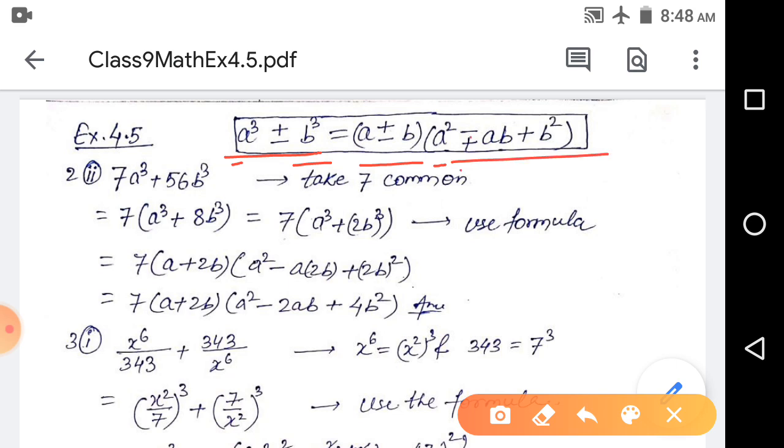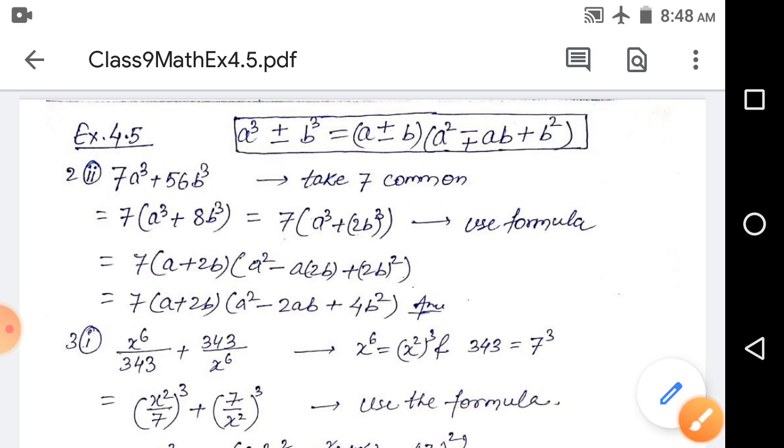We all know the formula and what to use. Now come to the exercise maths. Here we have question number 2. I am solving question number 2 because the previous question you can easily solve by understanding this and the previous explanation. So here we have 7a cube plus 56b cube.